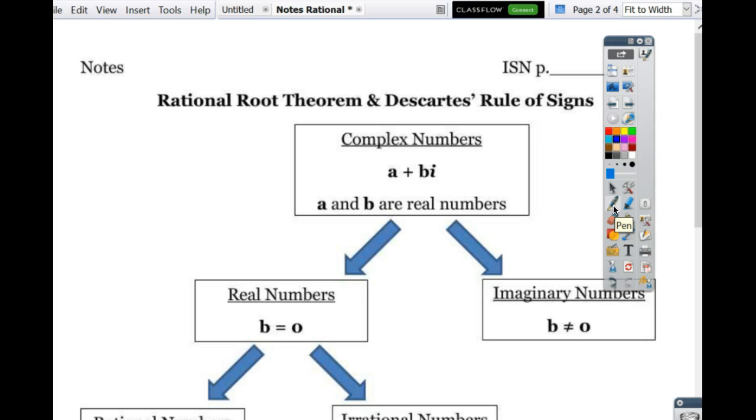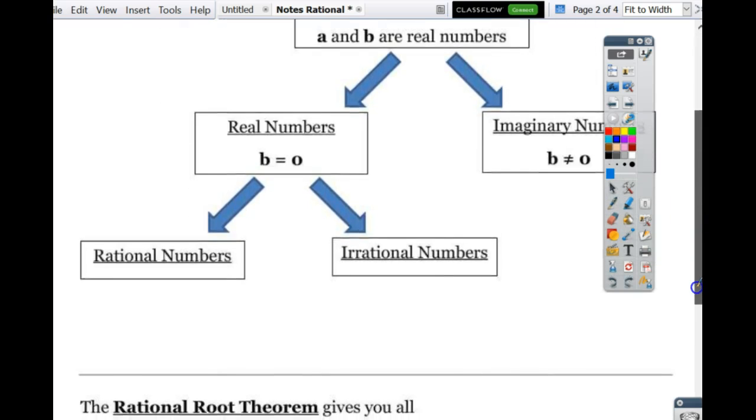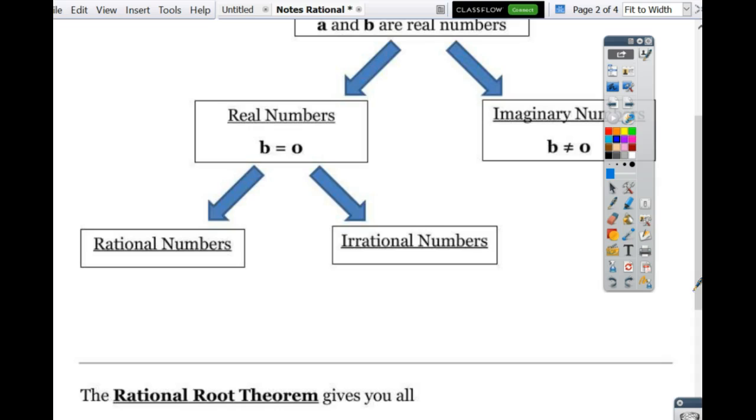Okay, here we go. If we talk about the set of all numbers, all the numbers are called complex numbers. A complex number has a real part and an imaginary part. The real part is the A, and the imaginary part is the B. Under the real numbers, we have rational and irrational. All we're going to talk about today is the rational numbers. We're going to talk about rational answers.